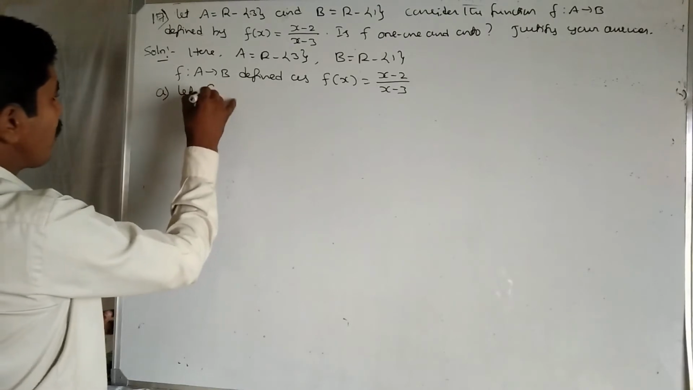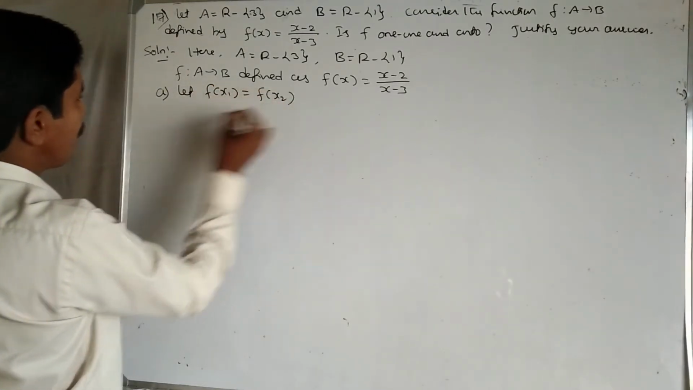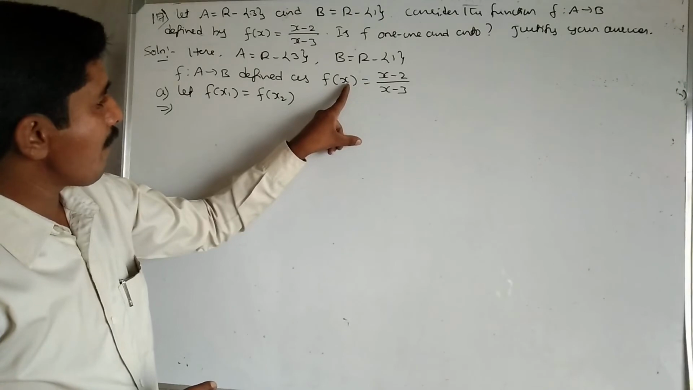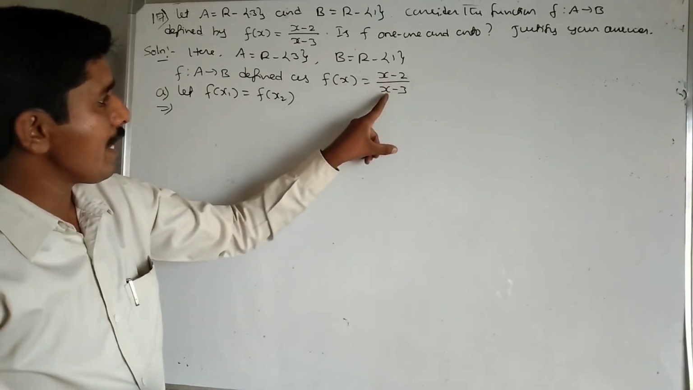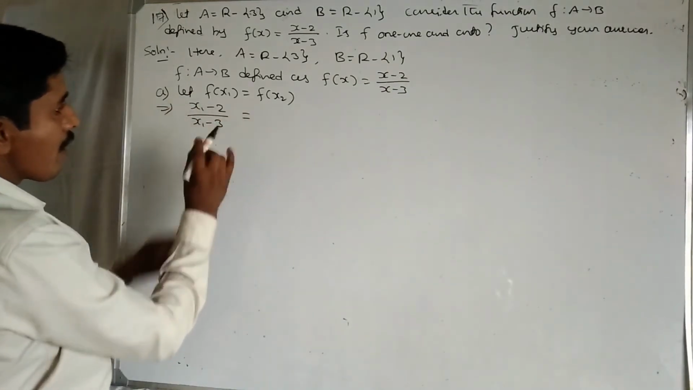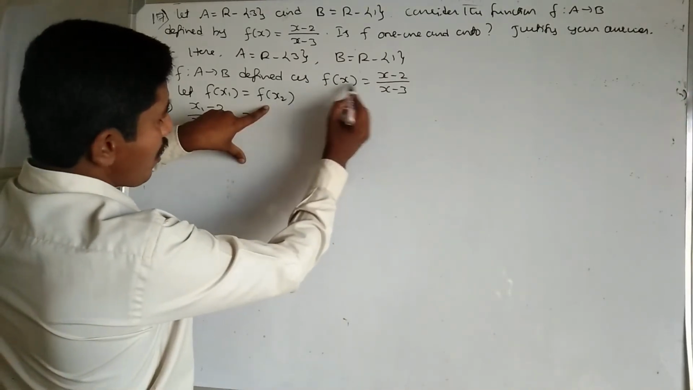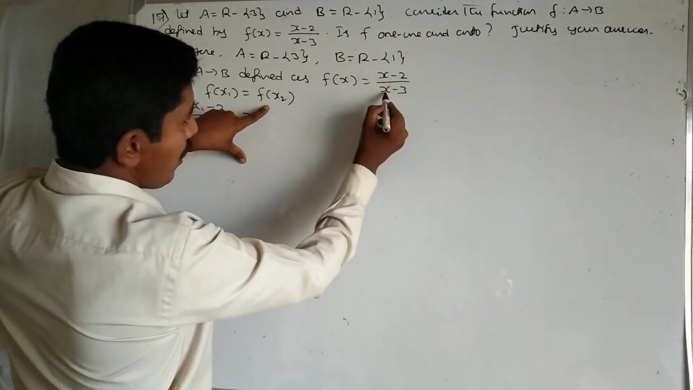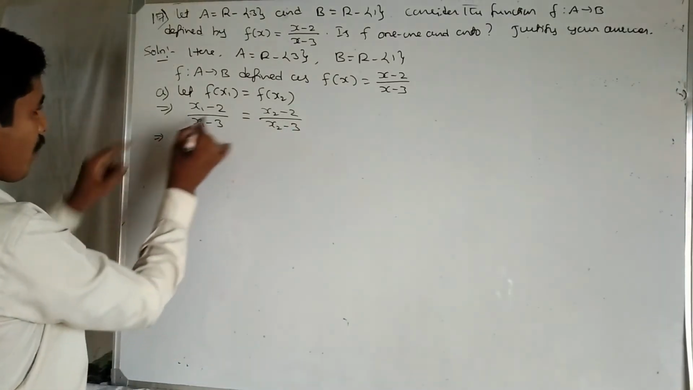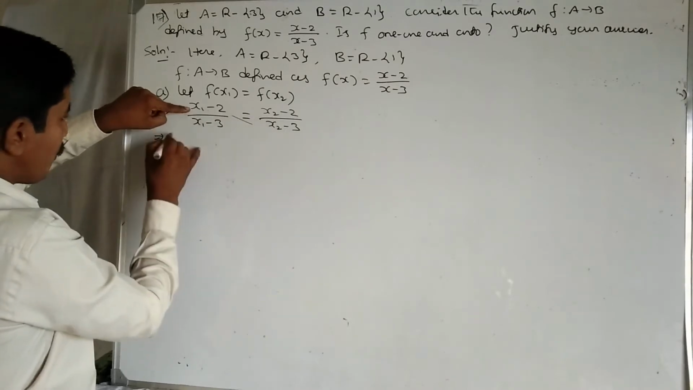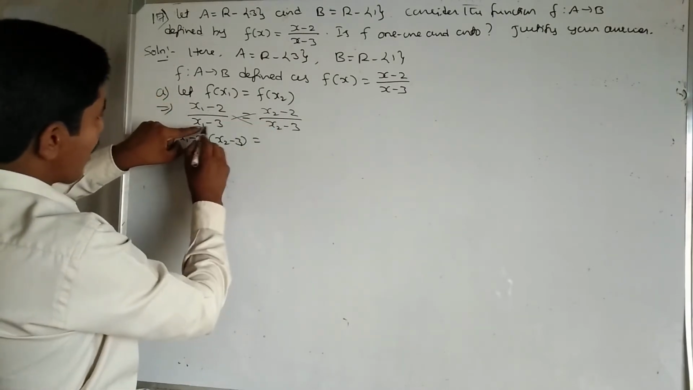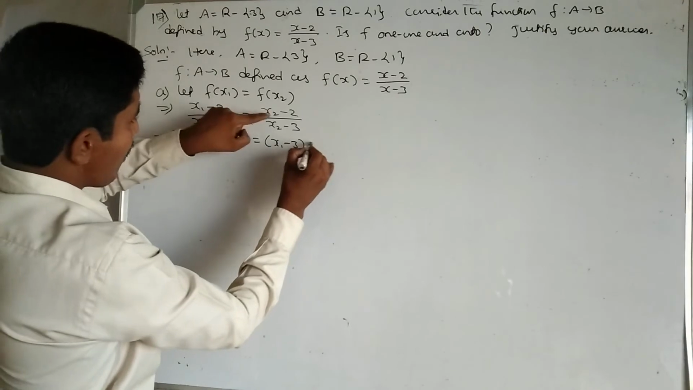First, let f(x1) equal f(x2); we prove that x1 equals x2. Replacing x by x1, f(x1) = (x1 - 2)/(x1 - 3). Replacing x by x2, f(x2) = (x2 - 2)/(x2 - 3). Simplifying by cross multiplication, (x1 - 2)(x2 - 3) = (x1 - 3)(x2 - 2).